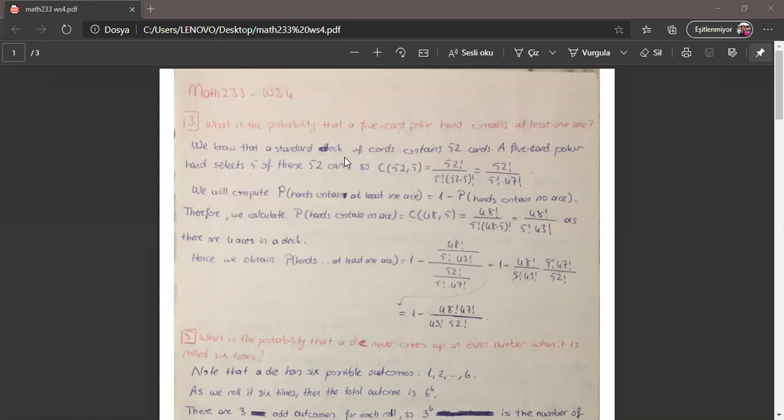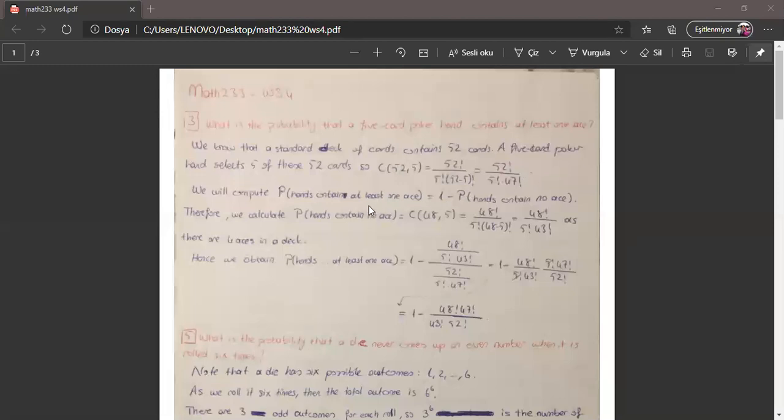Here we have a poker deck, and we'll select 5 cards. We want at least one of them to be an ace. Now in a deck we have 52 cards, and as we want to select 5 of them, we have this combination.